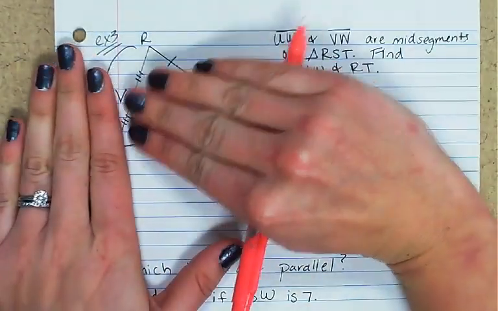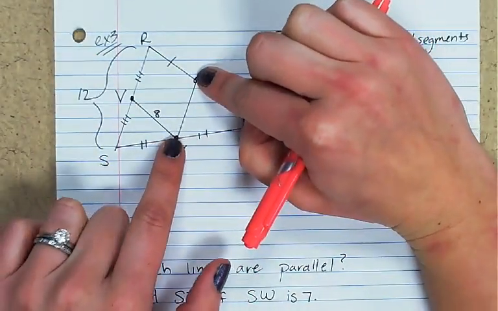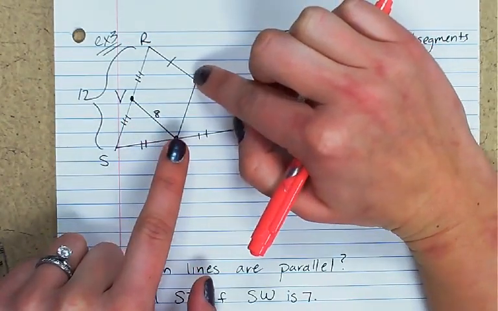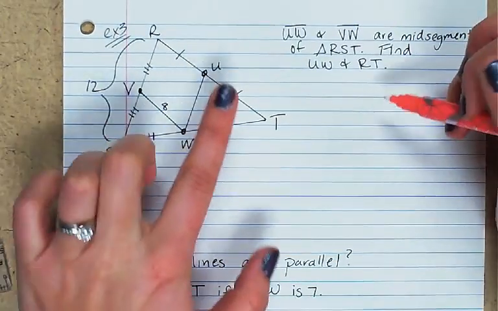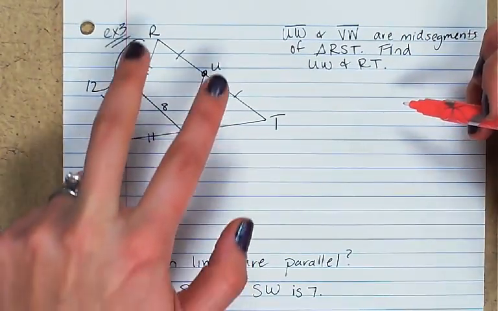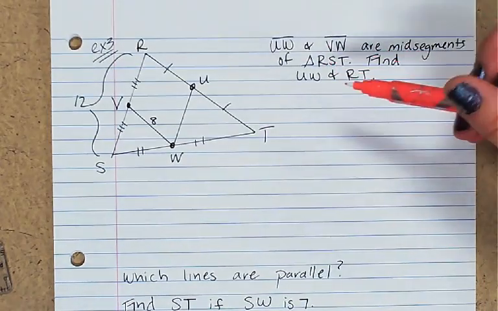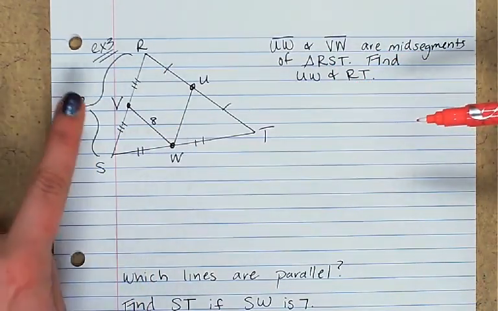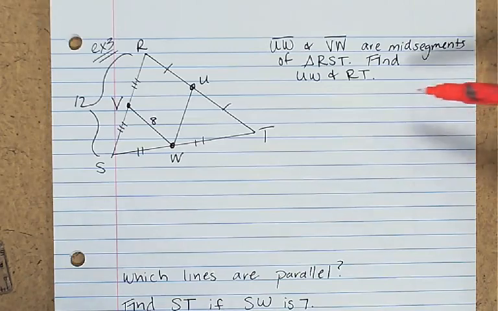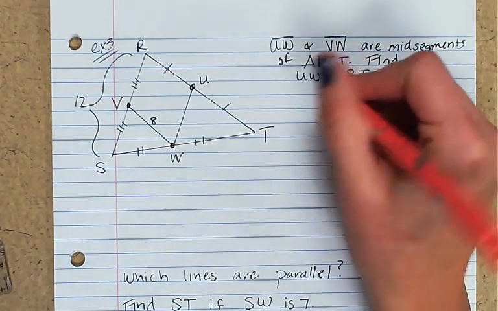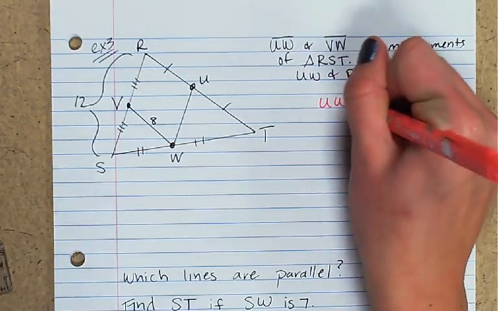So for example, not using these numbers, if this was 10, I know this is 20. If this was 50, I know that this would be 25. So again, the mid-segment is parallel to the base it goes with, and it's also half as big. So here in our question, it says segment UW and segment VW are mid-segments of triangle RST. So we need to find the length of UW and RT.